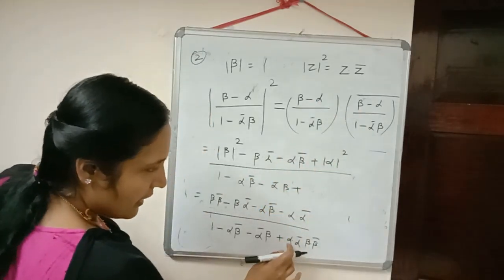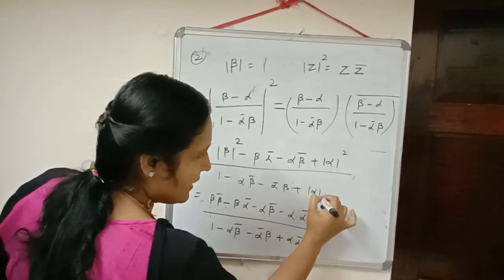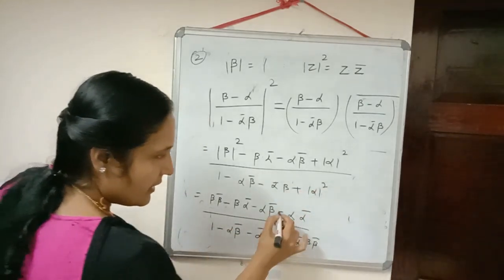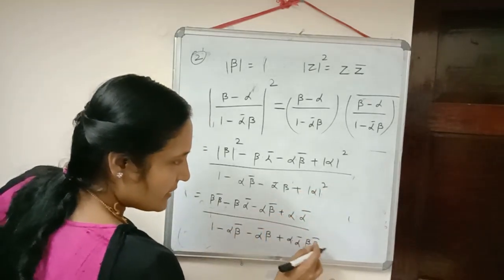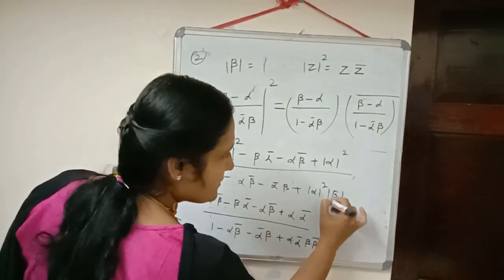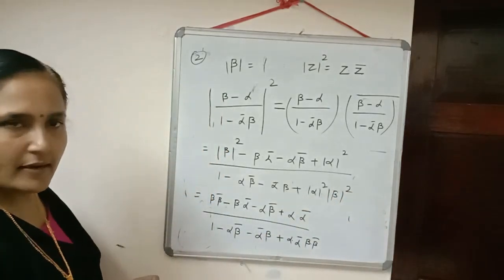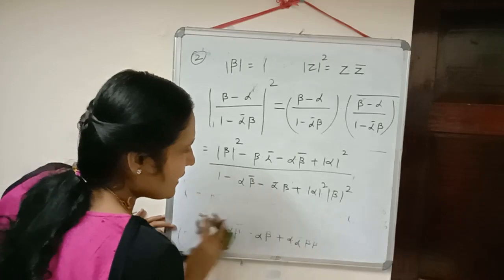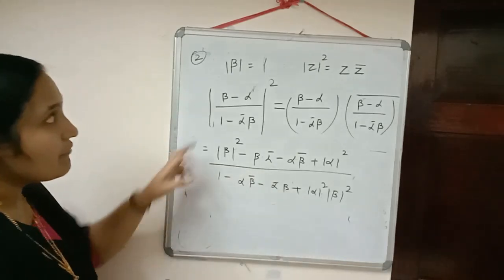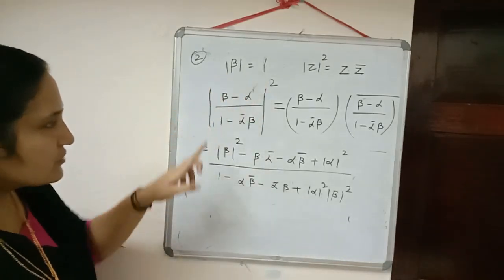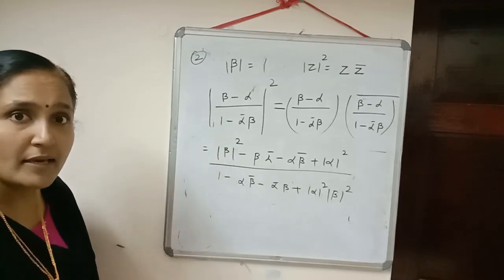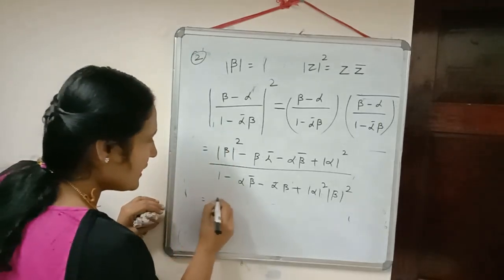Okay. Alpha into alpha bar can be written as mod alpha square, and then beta into beta bar can be written as mod beta square. Correct? Now just to check what will come there. What is the value of mod beta? 1. So mod beta square also will be equal to 1. So we are getting in this way.